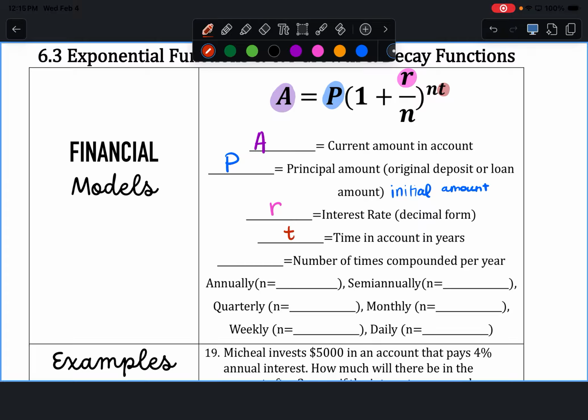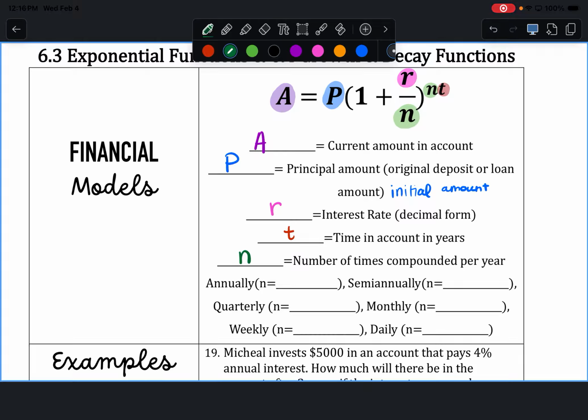The part that is different when we compound our interest is what we have to do with the N value. The N that our rate is being divided by and our time is being multiplied by is the number of times that the account's interest is being compounded, right? So it's the number of times you're taking the interest of the interest in a year. So we have options for that.